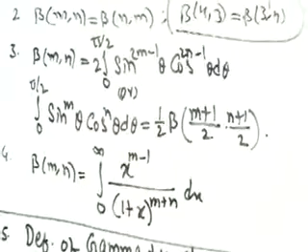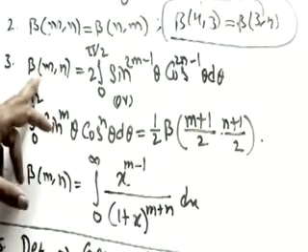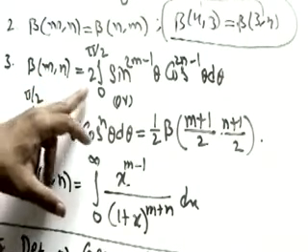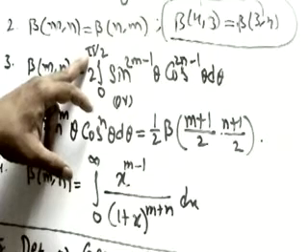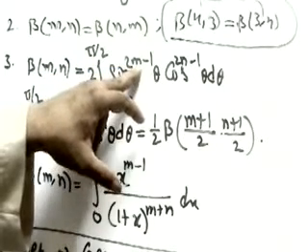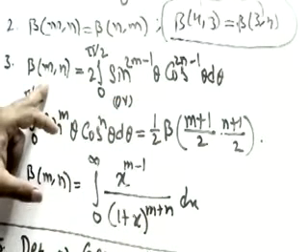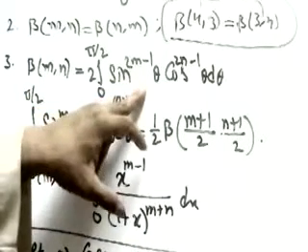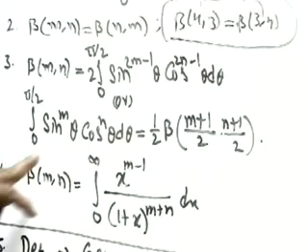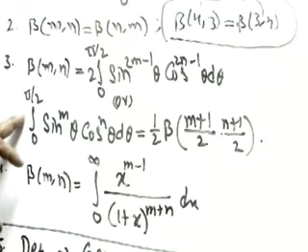And when we have to change beta and gamma in terms of sine and cos, we have to use this formula. Beta of m comma n equals 2 into the integration from 0 to pi by 2 of sin power 2m minus 1 theta into cos power 2n minus 1 theta d theta. For the relation between beta and sine cos functions, generally we use this formula.